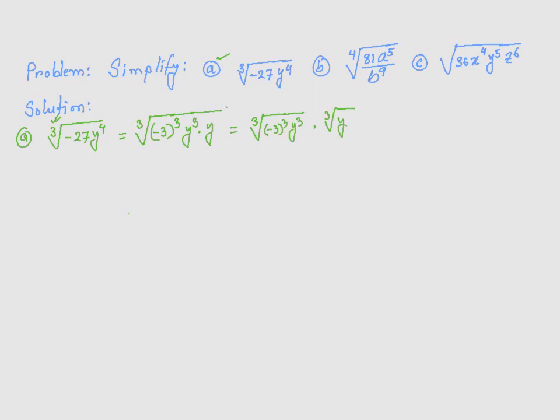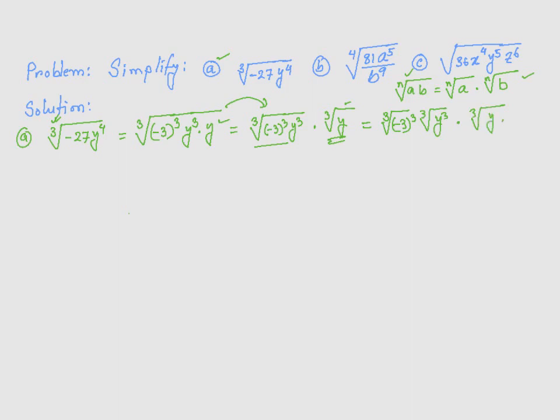In going from here to here, I have used this formula: nth root of AB is equal to nth root of A times nth root of B. So I have used this formula to simplify this to get this. Now this term I can't factor any further, but this one I could simplify further again using this formula. It is going to be cube root of negative 3 whole cube times cube root of y cube times cube root of y.